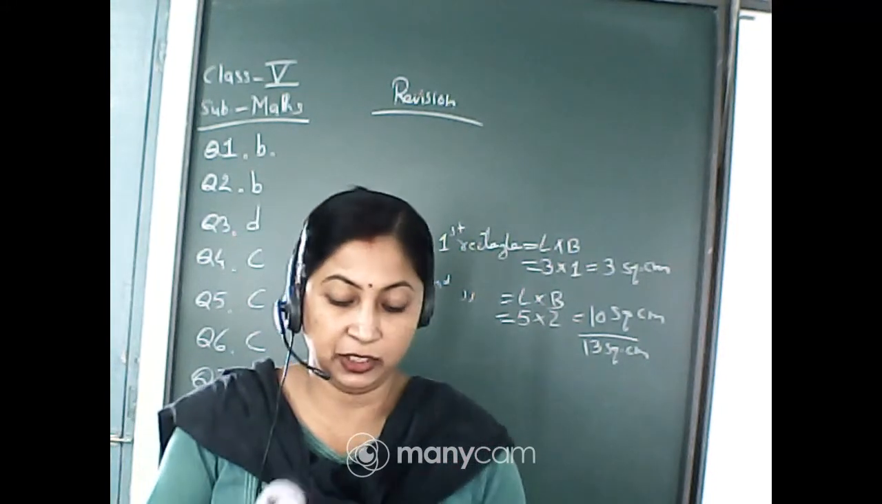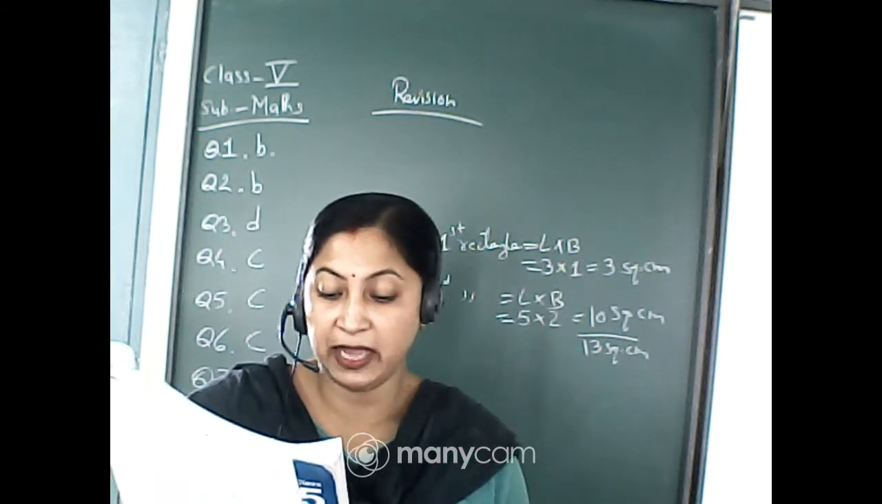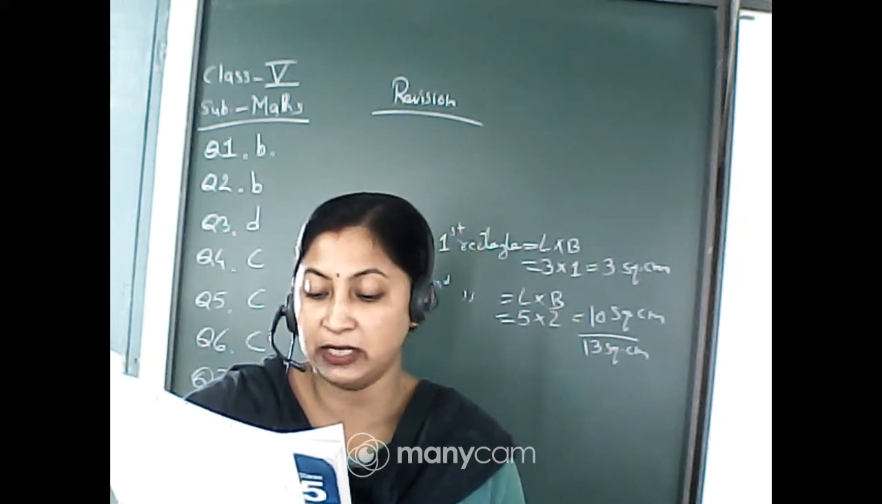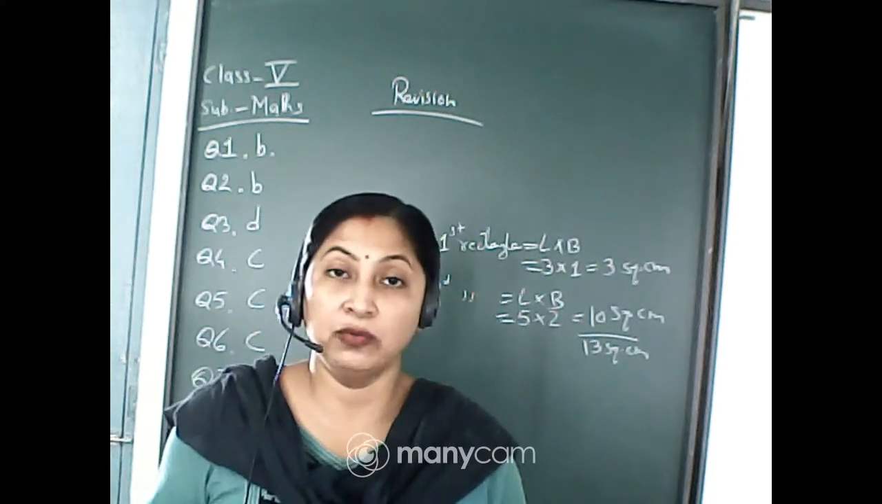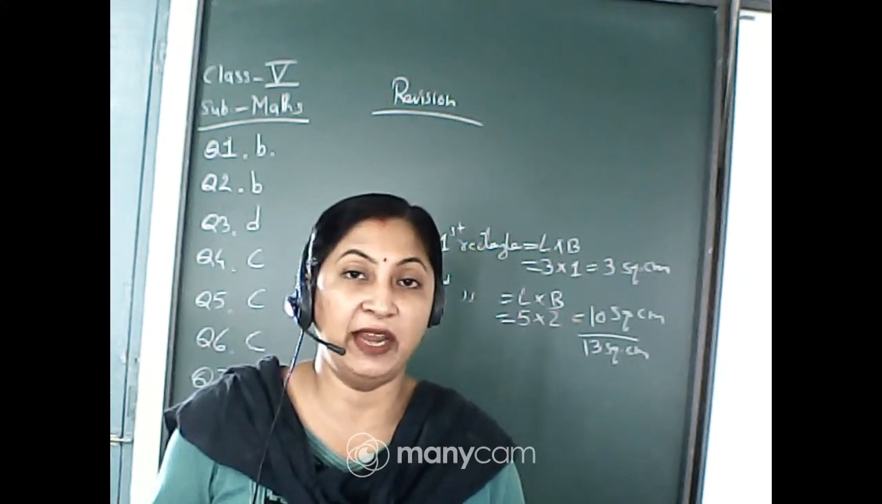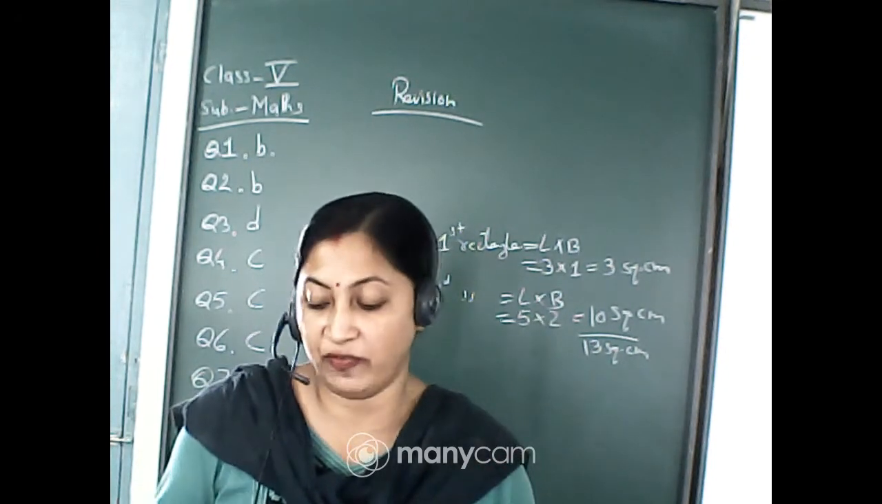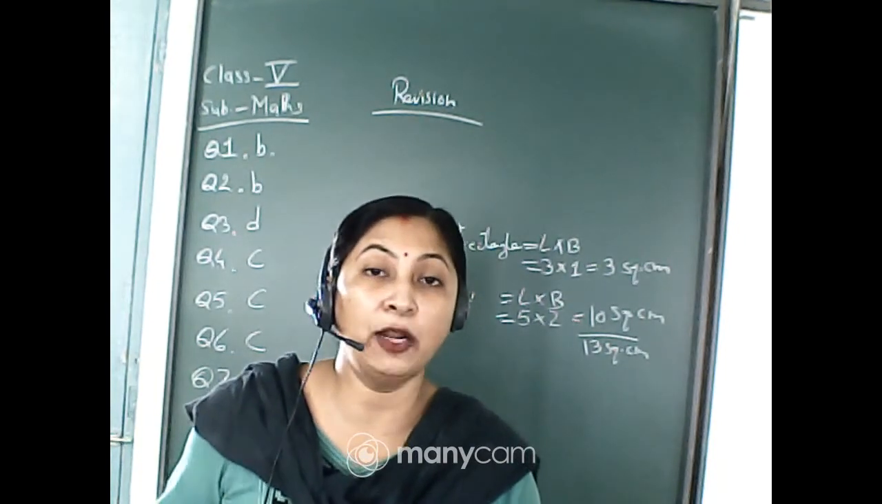Each side of the figure shown alongside measures 1 centimeter. The area of the figure is, now each side is 1 centimeter, and you have to find the area. That means you have to find the inside portion. So what you will do, you will add all the lines.